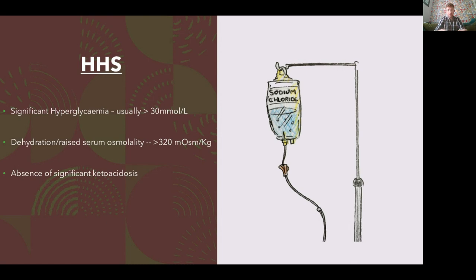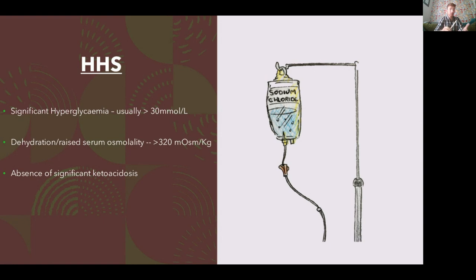If you've got a type 2 diabetic who is hyperglycemic with a raised serum osmolality, but they are also acidotic and ketotic, that's an automatic DKA until proven otherwise. People with type 2 diabetes can get DKA. People with type 2 diabetes can be given treatments that cause DKA.